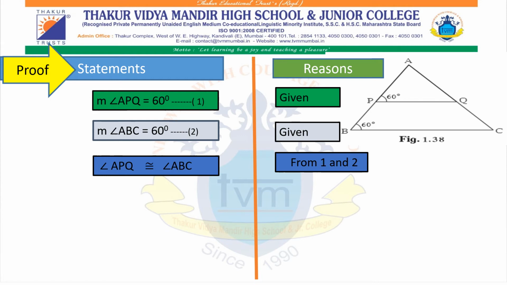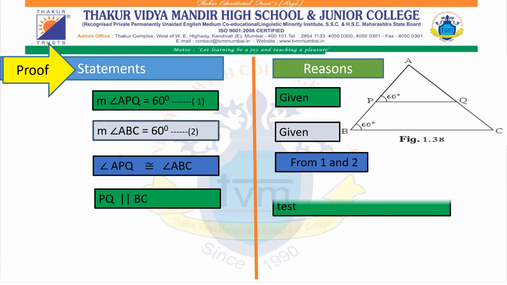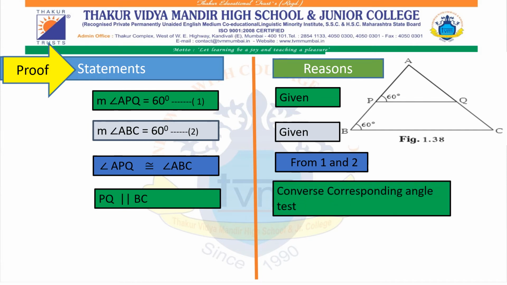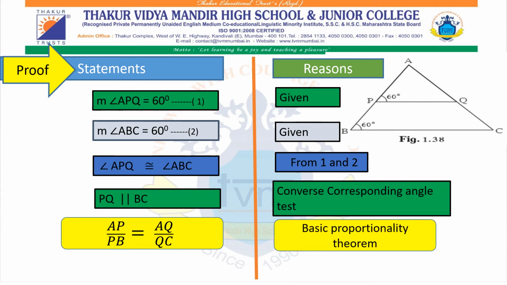Therefore PQ is parallel to BC. Reason for this will be converse of corresponding angle test. Since these two lines are parallel, in triangle ABC, AP upon PB will be equal to AQ upon QC. Reason will be basic proportionality theorem.